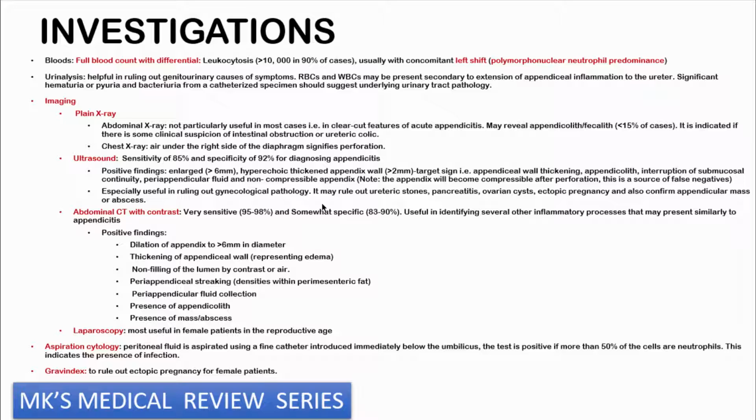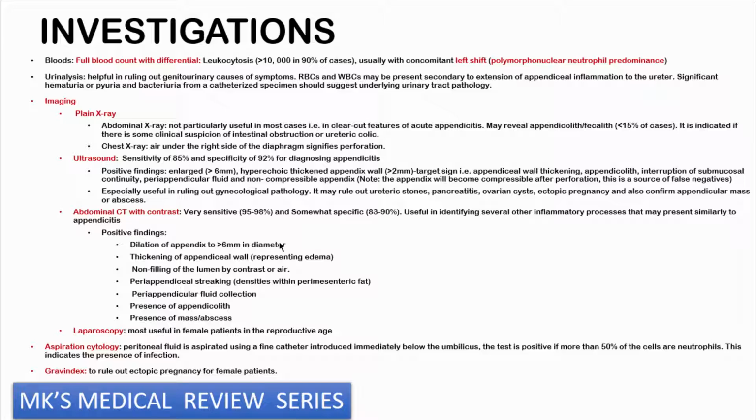The much more sensitive test and somewhat less specific is an abdominal CT with contrast. So it's very sensitive, about 95 to 98%, but not so specific, 83 to 90%. This is very useful in several other inflammatory processes that may present in similar ways to appendicitis. So some positive findings include a dilated appendix with a diameter that's greater than 6 millimeters, thickening of the appendix wall that is going to be caused by edema.